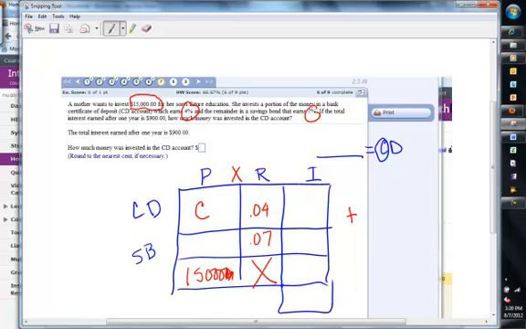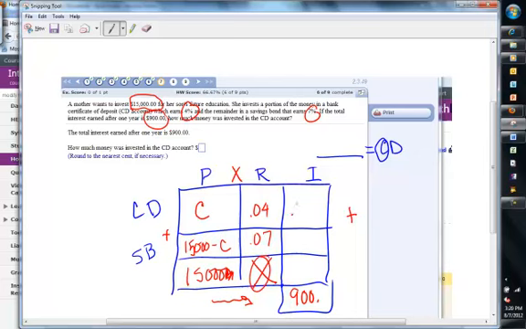If this is C, this one is 15,000 minus C. Because remember, this plus this has to add up to the total. We know that the total interest is $900. Remember, you multiply going across. We don't know what the interest rate was, but we do know that the total amount of interest was $900.